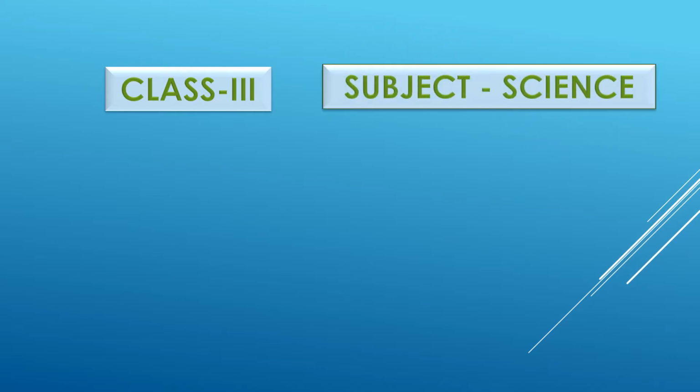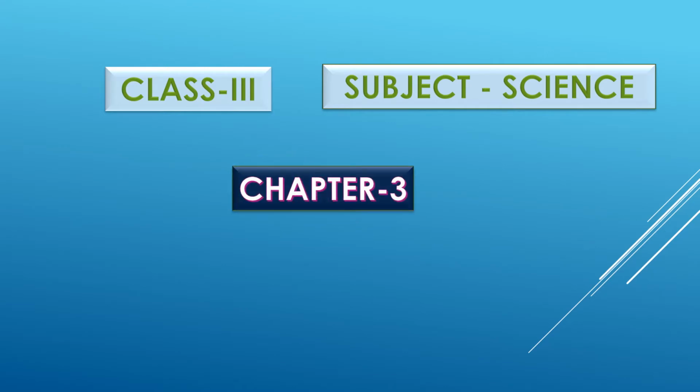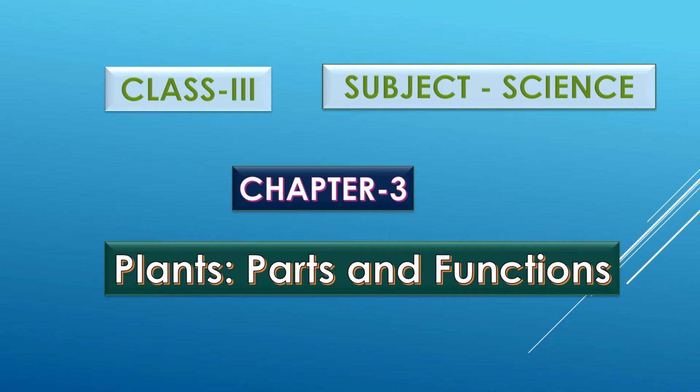Today, from class 3, subject science, chapter number 3. Name of the chapter is plants, parts, and functions. What is said here? Topic plants, parts, and functions. So, today we are going to learn about plants' different parts. What is called inside the soil, what is called part of outside of soil, what is fruit, what is leaf, where the food is made by plants. All these things we are going to learn in this chapter.